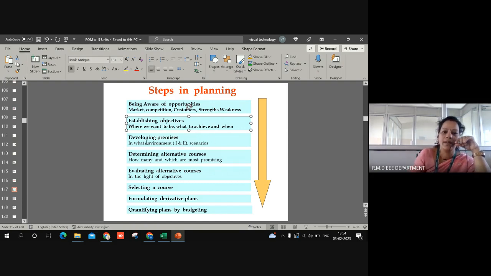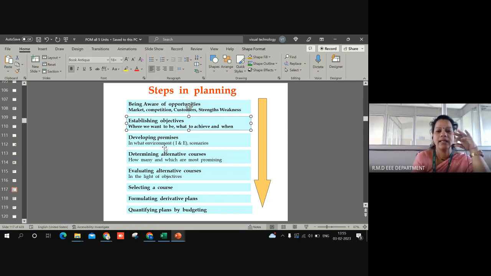And next one is developing the planning premises. Whether it is the internal environment or the external environment, or whatever scenario our organization is facing, it has to develop planning premises. So these are the assumptions we make about the various elements of the environment. Or in other words, we can say this will provide a basic framework in which the plans are operated.